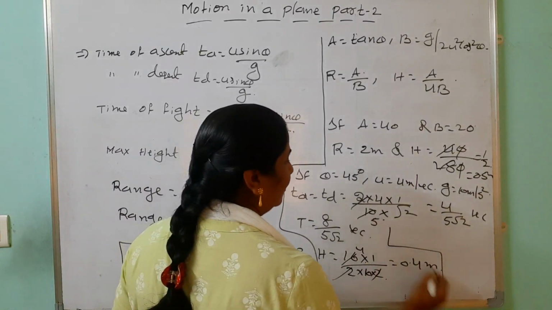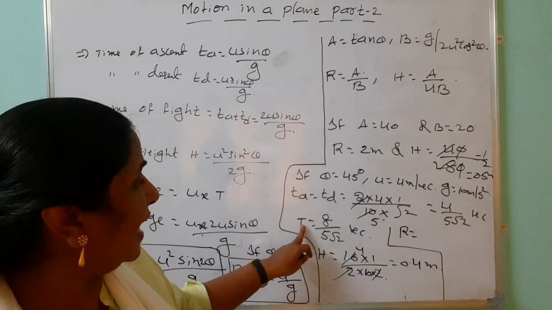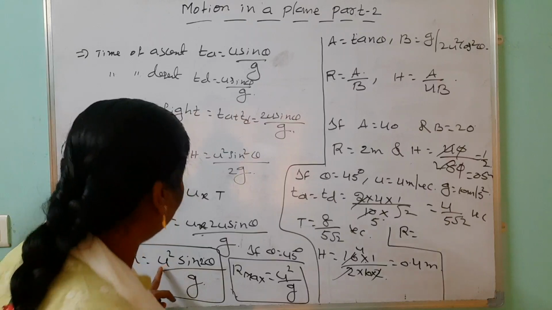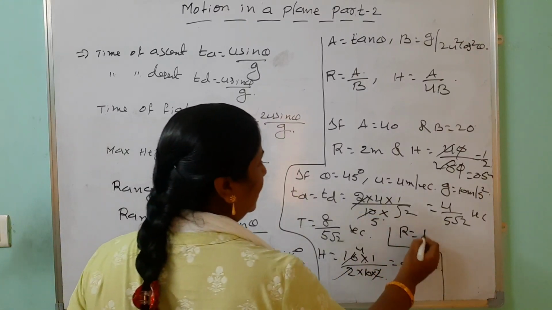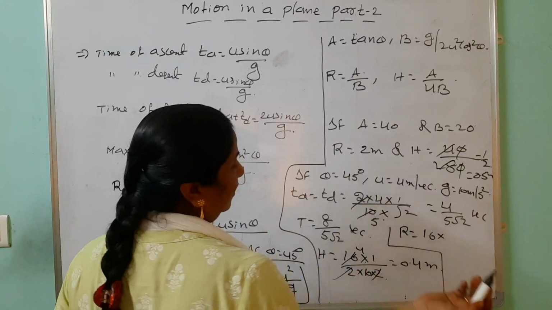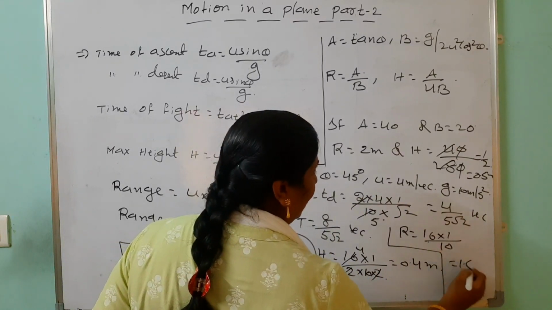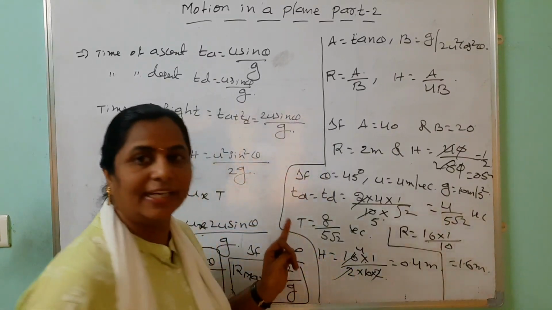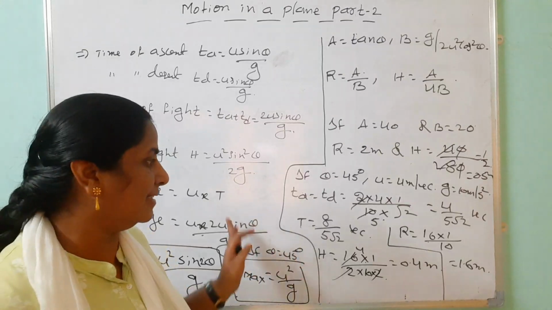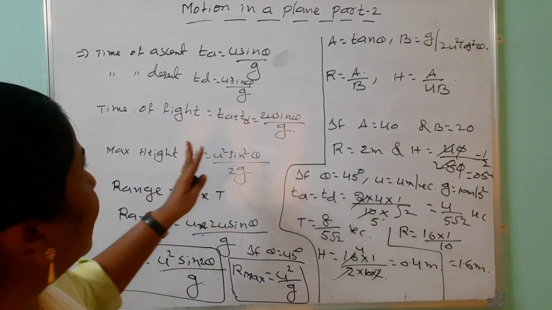Look here, how to find u square. Otherwise, time of flight into horizontal velocity. Any method you can follow. U square is how much here? 16. Sin 2 theta, so 2 into 45 is 90, that is 1 only, by g means 10. So 1.6 meters. Like that we can do problems based on maximum height, range and all these things. So this is about the projectile. It completely belongs to projectile.